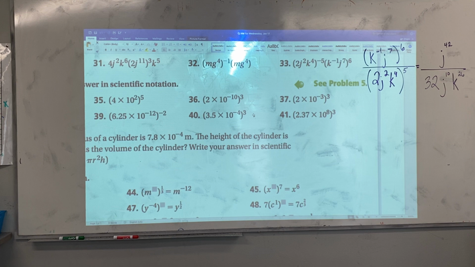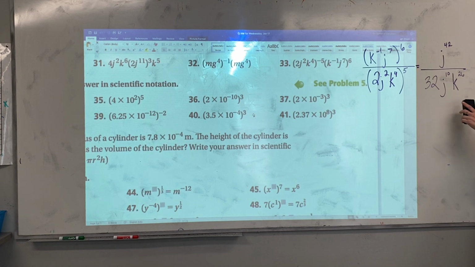What's your guess? What will we do with the exponents? Technically, it's dividing j to the 42nd by j to the 10th. But what do we do with our exponents, do you think? What operation have we not done with exponents yet? Divide. Yeah, what else? Subtract. We would subtract. We're not going to do that right now.